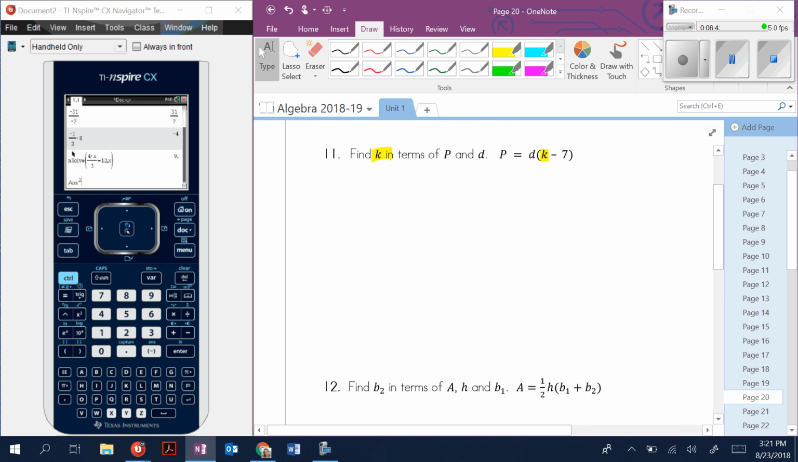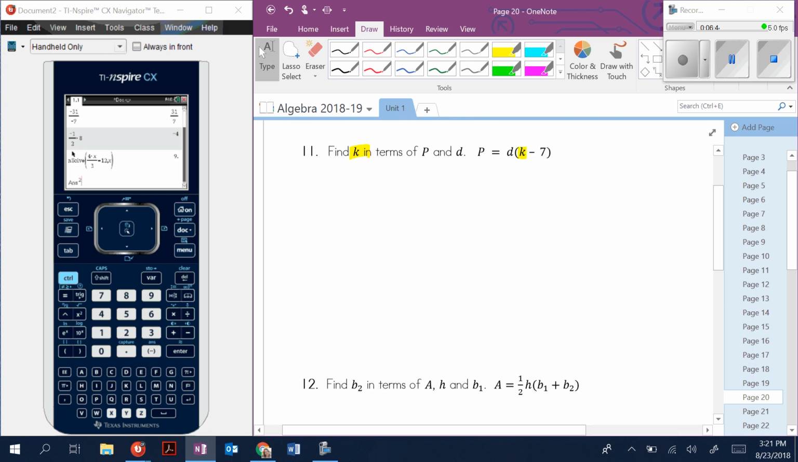So if I want to get k alone, well, gross, there's some grossness happening. I actually have some parentheses here. And the only way I'm going to be able to get where I need to be is I need to distribute. I'm going to multiply d to both k and negative 7. So p is equal to dk minus 7d.